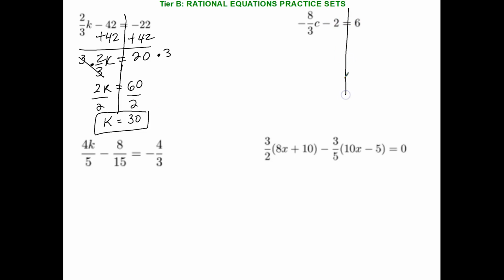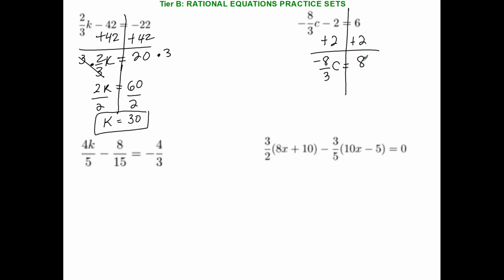Next one is very similar. So you have negative 8/3. Remember, bring that negative to the top when you write it. So I need to get the variable alone. So I add 2 to both sides. When I do that, I get negative 8 over 3c is equal to 8.